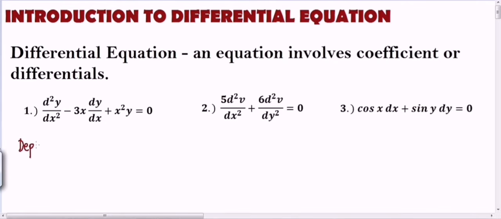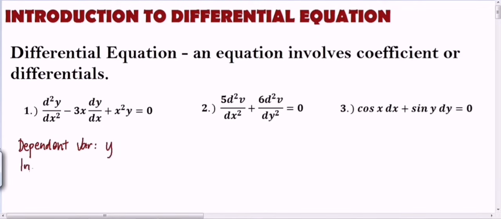Now, unahin nyo muna yung dependent variable. Ang dependent variable is yung variable na ginamit ng derivative sa numerator. So, meron tayong dalawang derivative dito. Ito, second derivative at saka first derivative. So, titignan nyo yung ginamit niya na variable sa numerator and that would be the dependent variable. So, in this case, meron tayong y and then y. So, meaning, ang dependent variable sa example nito is y.